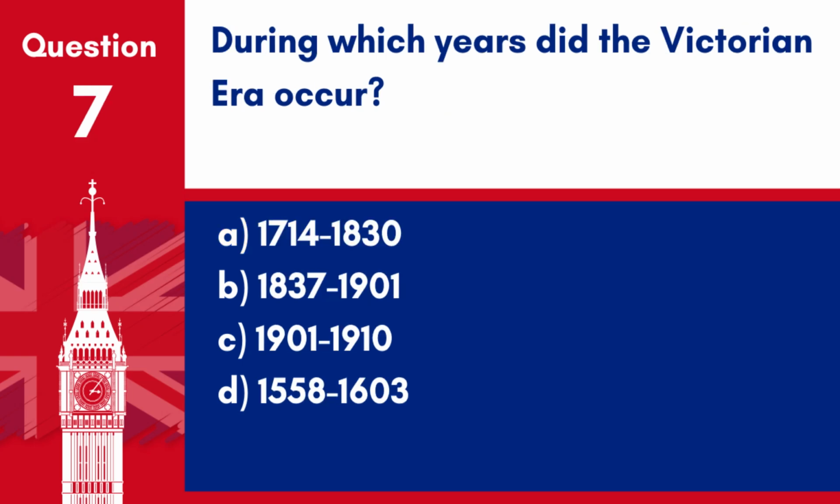Question 7. During which years did the Victorian era occur? A. 1714 to 1830, B. 1837 to 1901, C. 1901 to 1910, D. 1558 to 1603? Answer: B. 1837 to 1901. The Victorian era occurred from 1837 to 1901 during the reign of Queen Victoria.